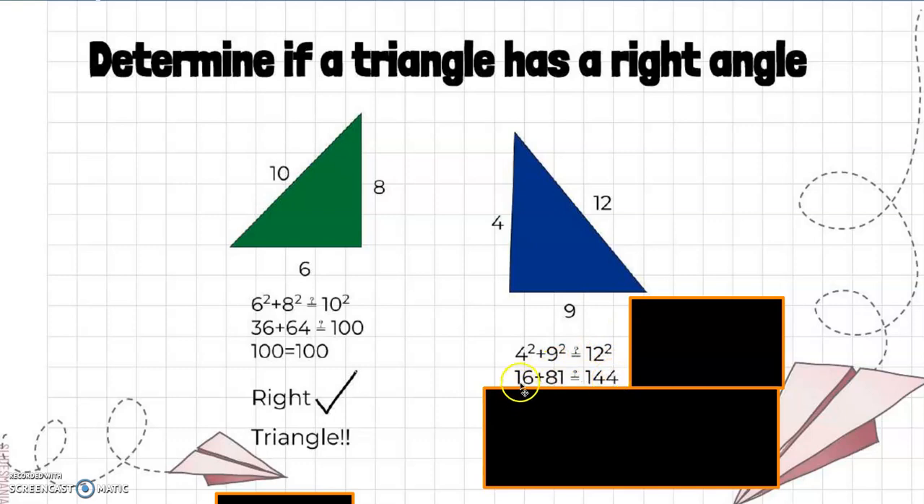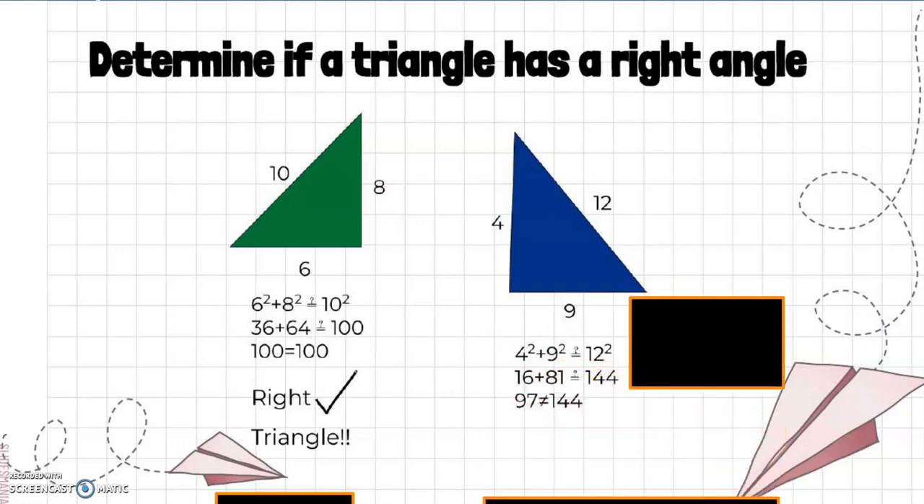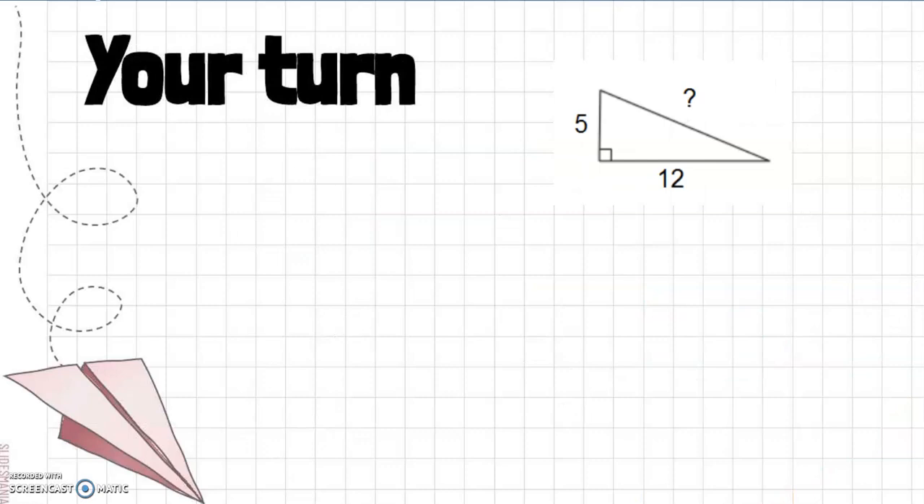So does 16 plus 81 equal 144? No. 16 plus 81 is 97, and 97 does not equal 144. So this is not a right triangle. Now it's your turn. Pause the video and see if you can determine the length of the hypotenuse.